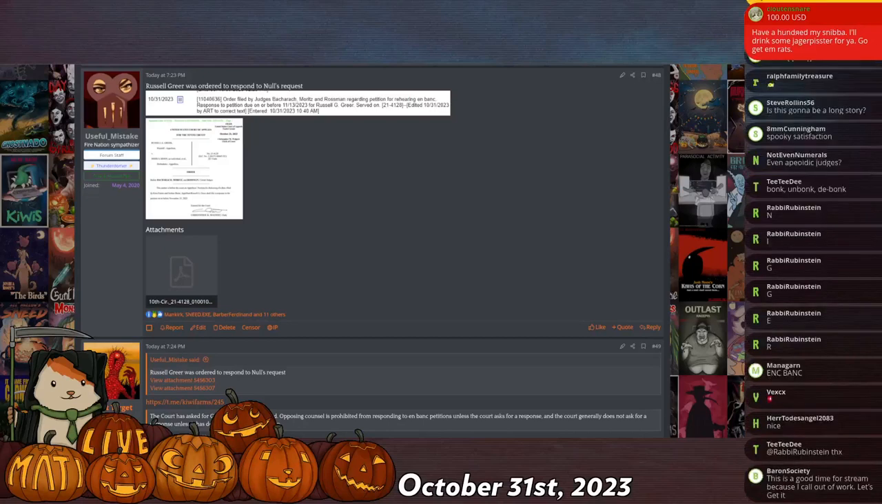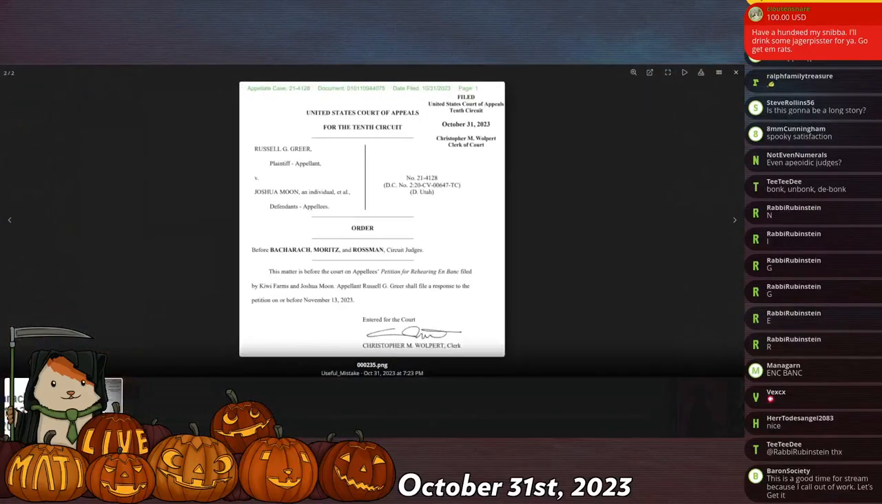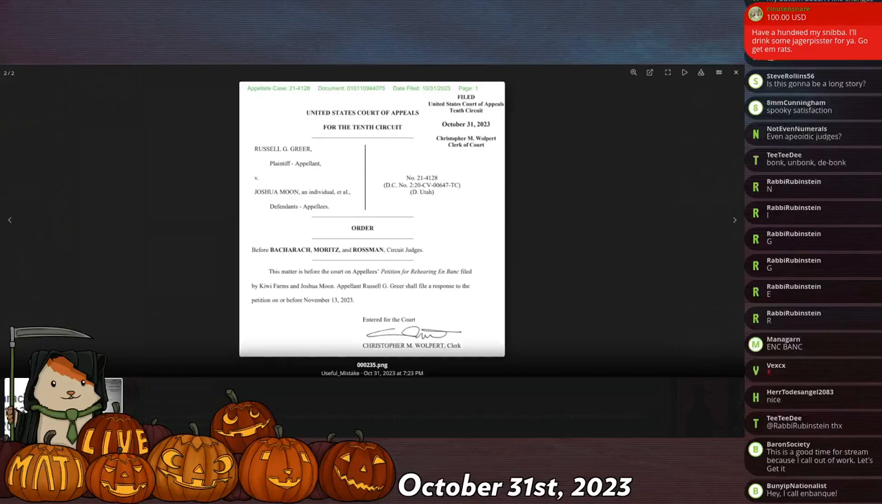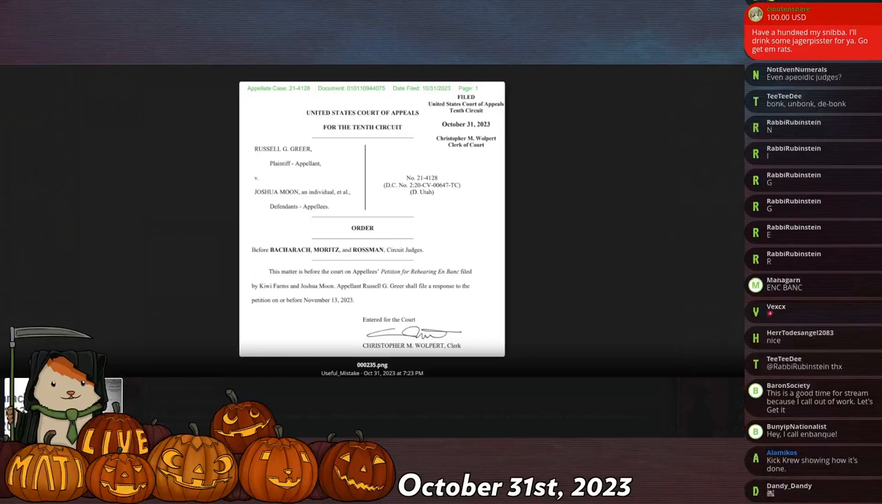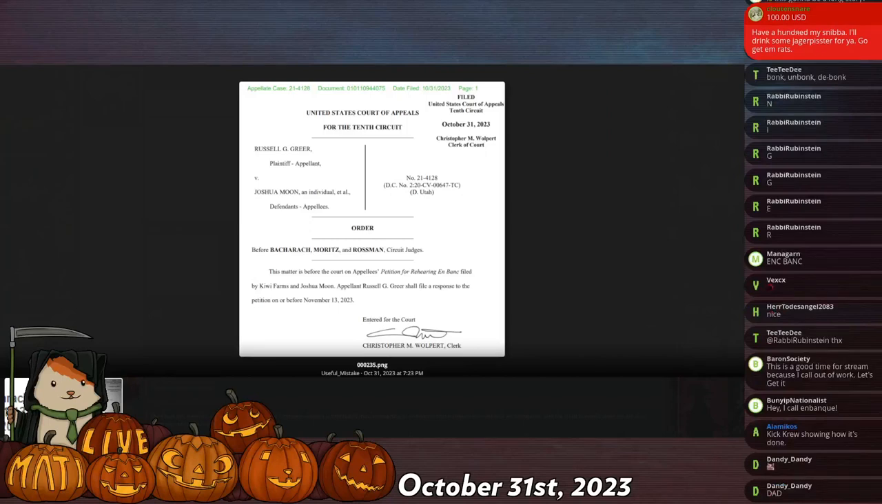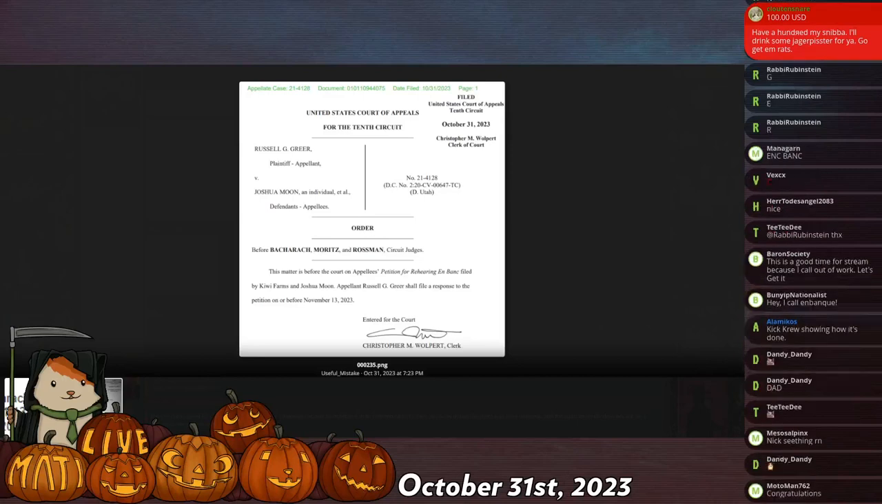And what you see in front of you is the 10th Appellate Court telling Greer's attorneys, Bacharach, Moritz, and Brossman, oh, those are the circuit judges, they're telling Russel Greer and his attorneys to file a response to the petition for en banc review, which almost certainly means that it will be accepted. And to give you an idea of how very unlikely this is, it's sort of like a highlight of an attorney's career to go to an en banc review.